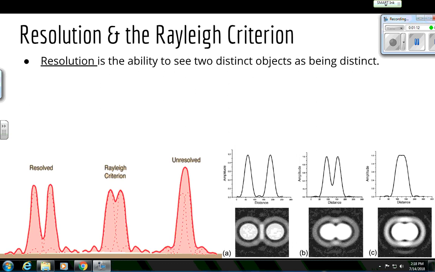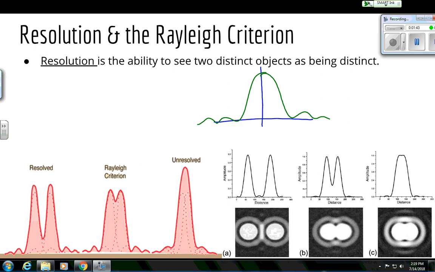So let's start by talking about resolution and the Rayleigh criterion. As I mentioned earlier, the concept of resolution is the ability to see two distinct objects as being distinct rather than melding into one another. The diagrams at the bottom of this slide go through what that looks like. Remember that when light passes through an opening, it diffracts, as in single slit diffraction. So that's what we're talking about here. Remember what that diffraction pattern looked like.